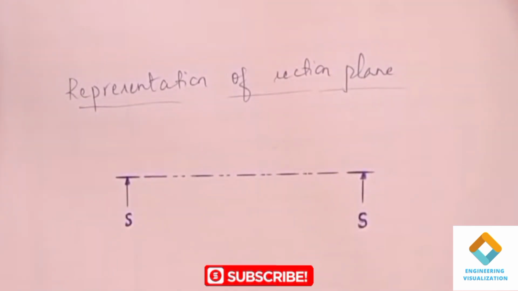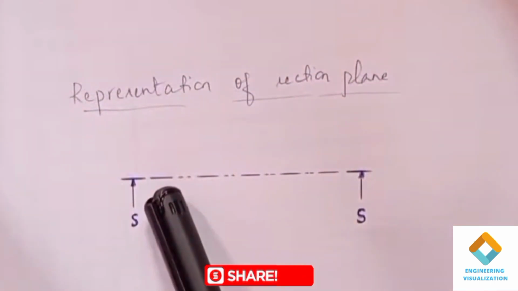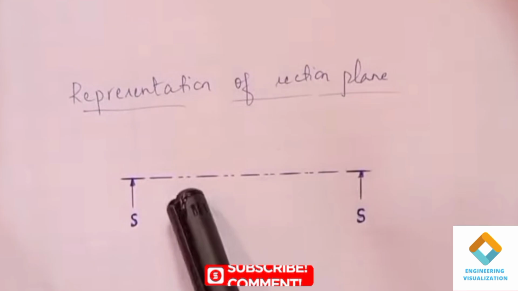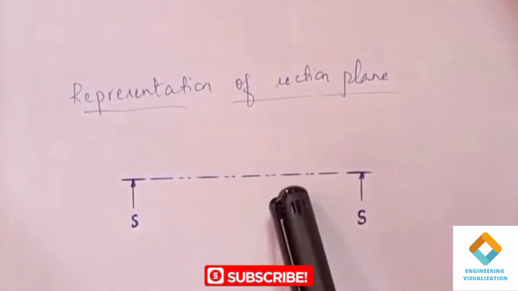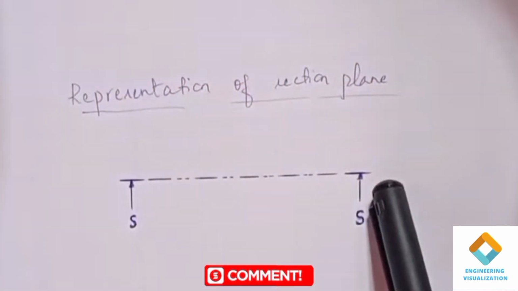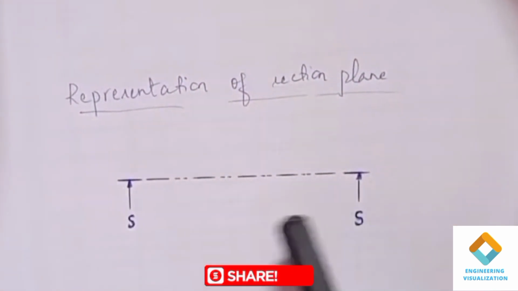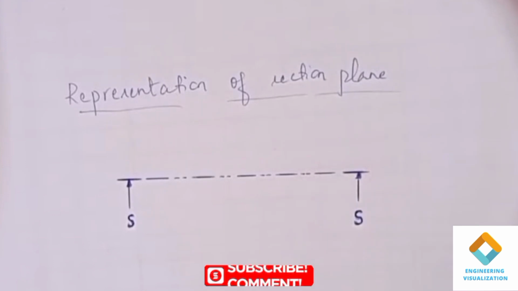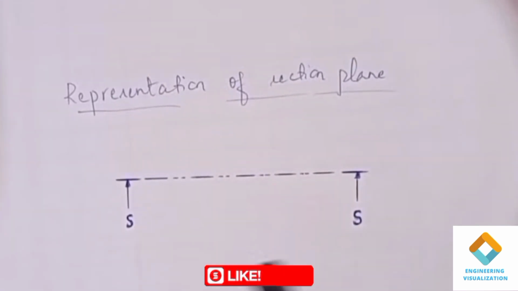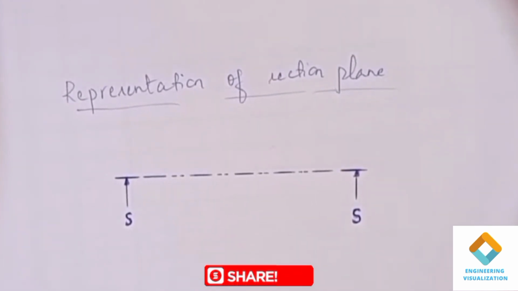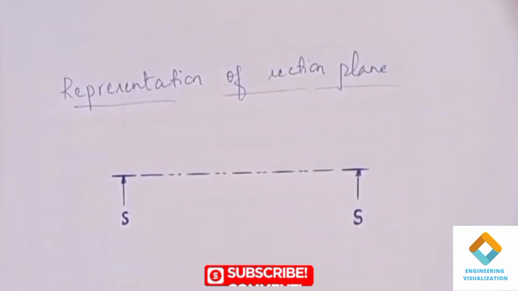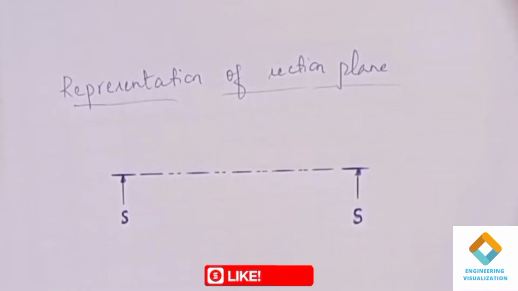You can see the section plane is represented by a chain line. There is a long line followed by two short lines. The same pattern is continued, and at the end you can see two thick lines, and two arrow marks exactly perpendicular to the thick lines, written with the capital S. This is how we represent a section plane. Wherever we show the cutting plane, this is the symbol we should mention.